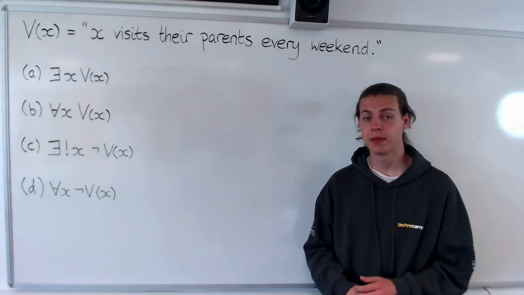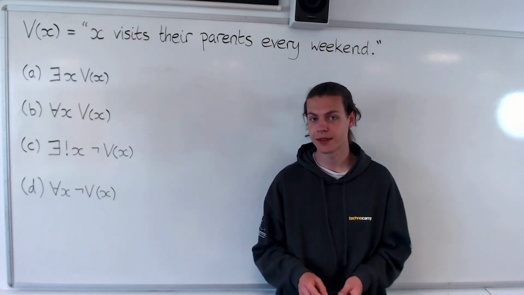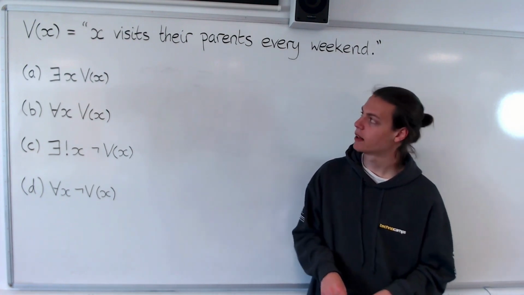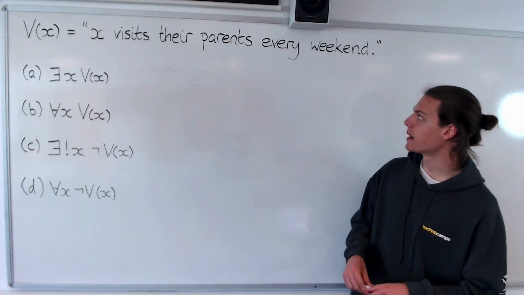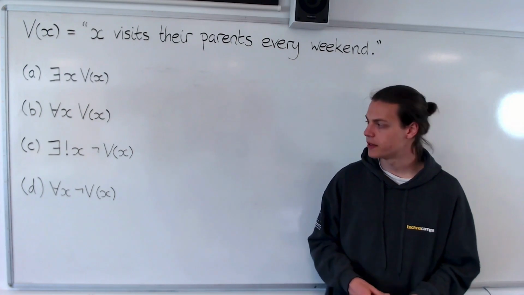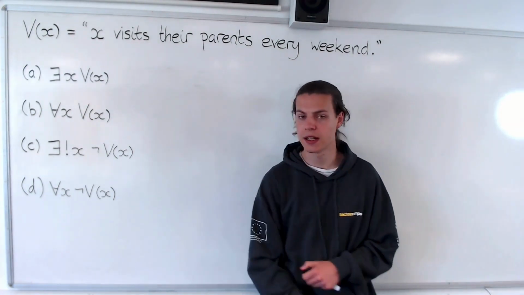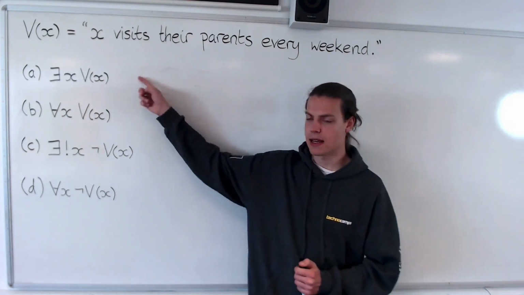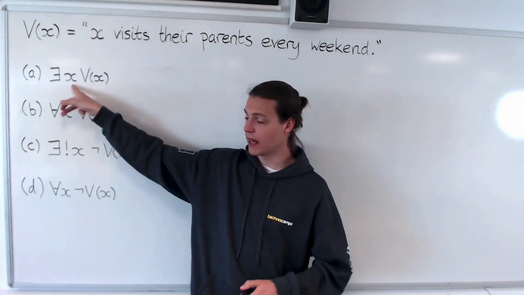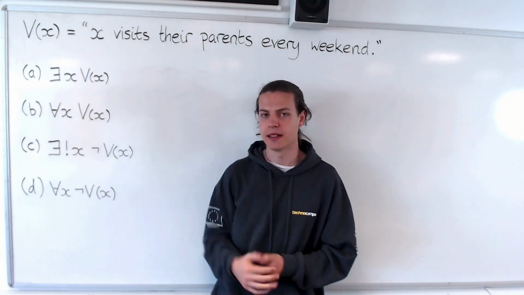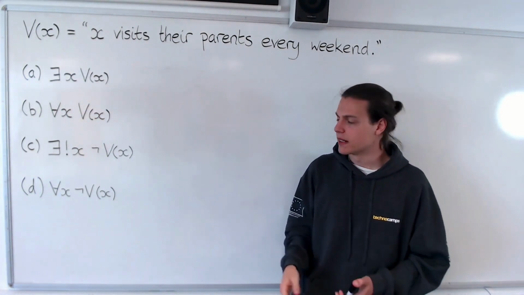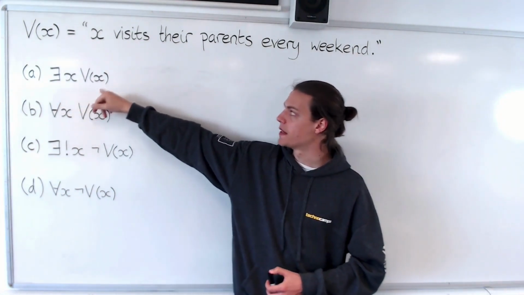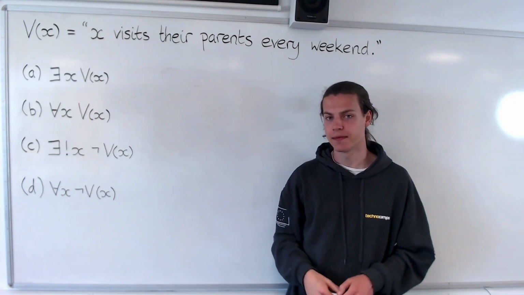In this exercise, we have a predicate defined on the set of students in your class, V of x, which stands for x visits their parents every weekend. Our task is to express these 4 quantifications in natural English. So let's look at A. There exists x such that V of x is true. So in English, this says that there is a student that visits their parents every weekend.